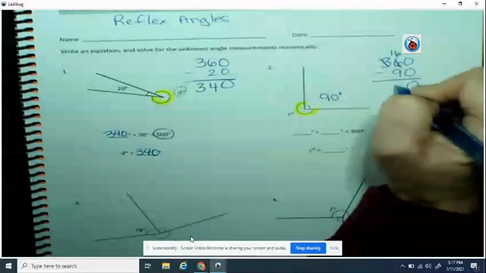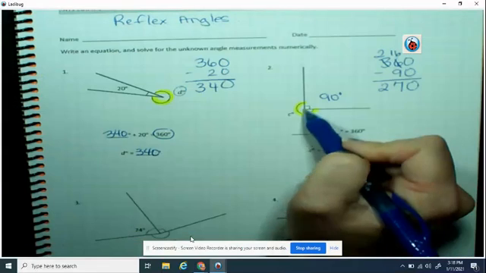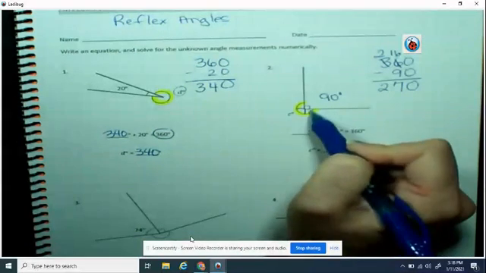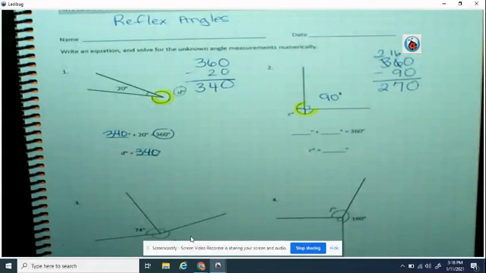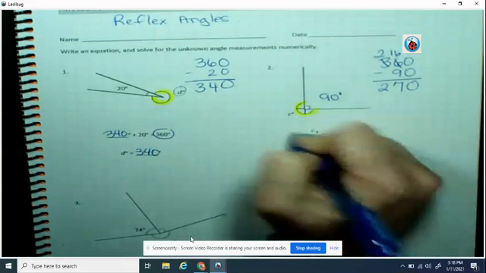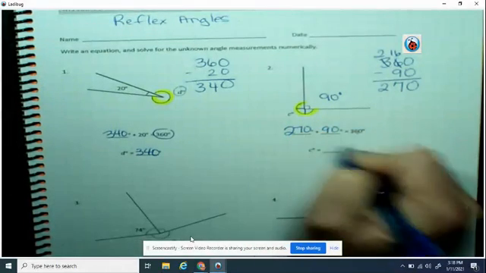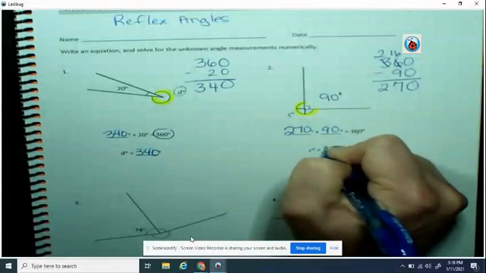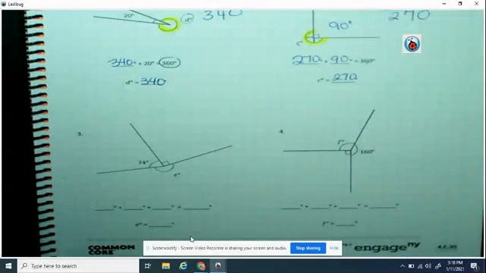Some of you might have automatically known that it was 270, because if you think about this, like we did the last ones, that's 90, 90, 90, and 3 90s are 270 degrees. So this is going to be 270 plus 90 is 360. So C, this reflex angle, is 270 degrees. So the reflex angle is bigger than 180. Okay, down here we have a few more.